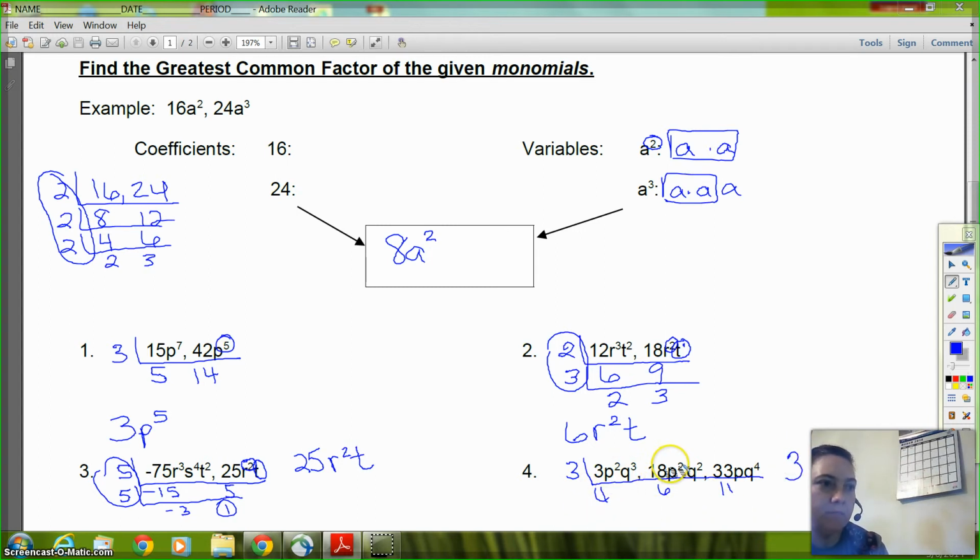Then I'm going to compare my p's. I have p squared, and p. So p is my smallest exponent of p, so they're going to have at least one p in common. And I've got q to the third, q to the second, q to the fourth. So q to the second is going to be the greatest common factor. They at least have two q's together. So my greatest common factor is 3p q to the second. Okay, let's go to the next page.